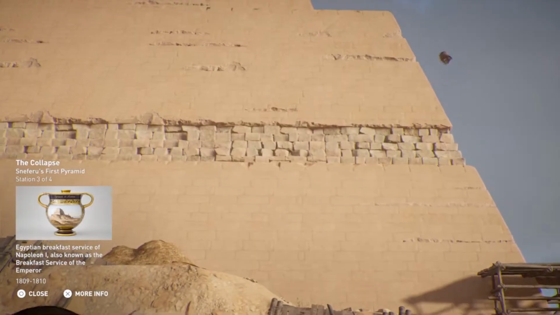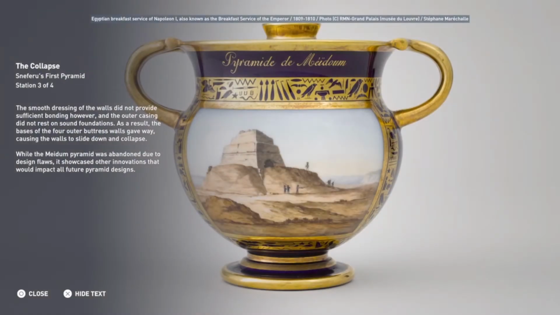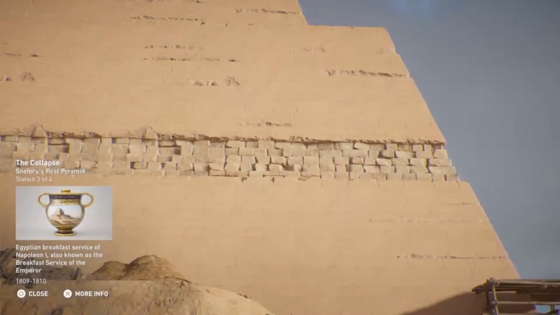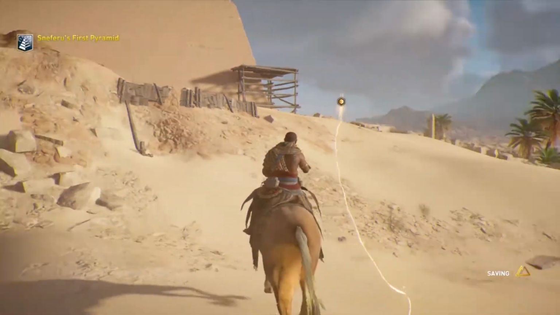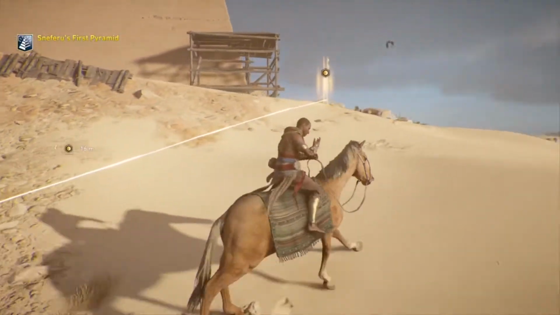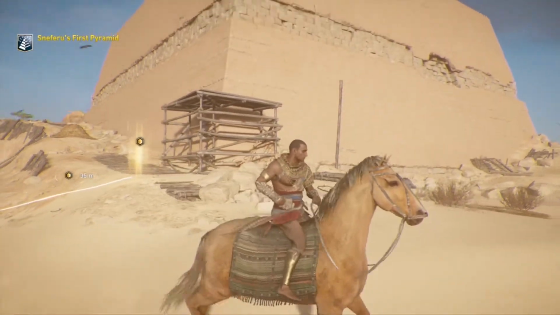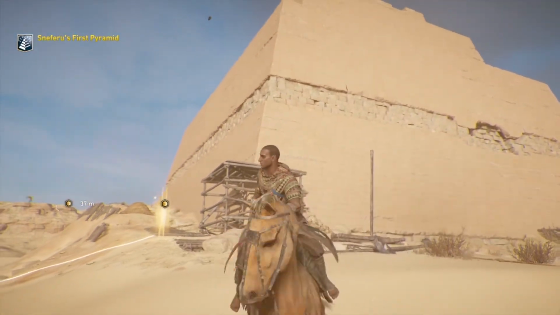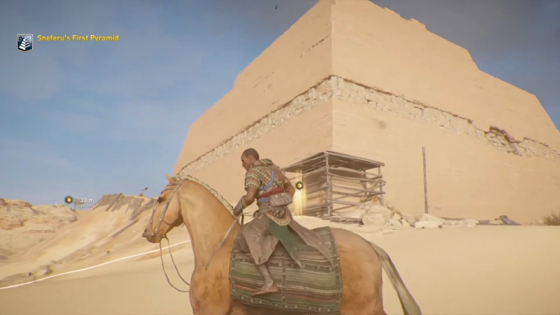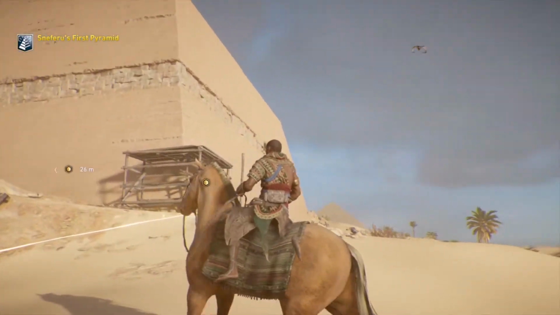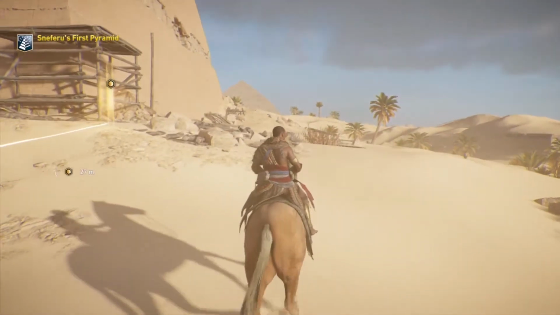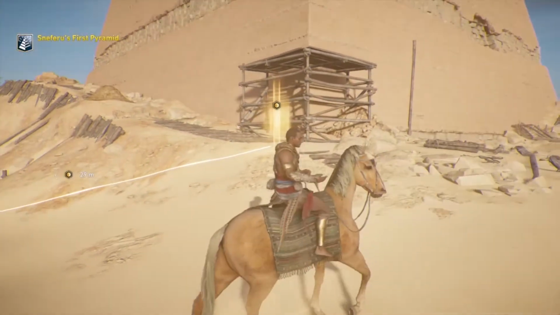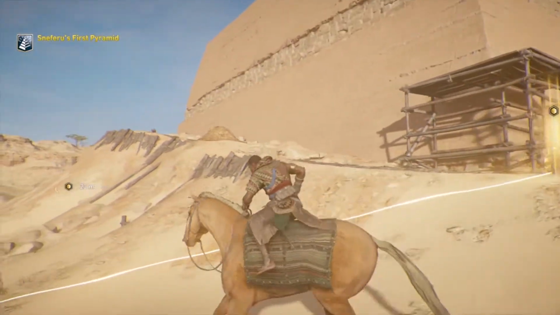The smooth dressing of the walls did not provide sufficient bonding, however, and the outer casing did not rest on sound foundations. As a result, the bases of the 4 outer buttress walls gave way, causing the walls to slide down and collapse. While the Meidum Pyramid was abandoned due to design flaws, it showcased other innovations that would impact all future pyramid designs.